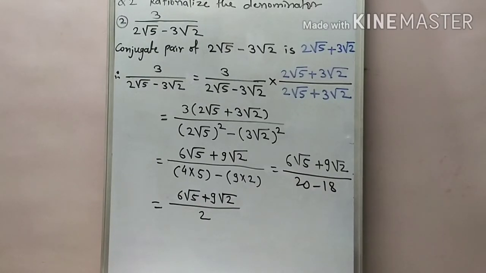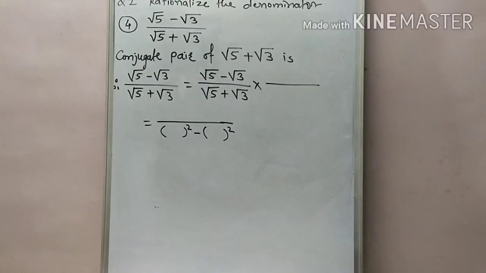Okay students, now we try for that fourth example: root 5 minus root 3 divided by root 5 plus root 3. So here again, as we have to do the rationalization of the denominator, first we have to write down the conjugate pair of that denominator, root 5 plus root 3.